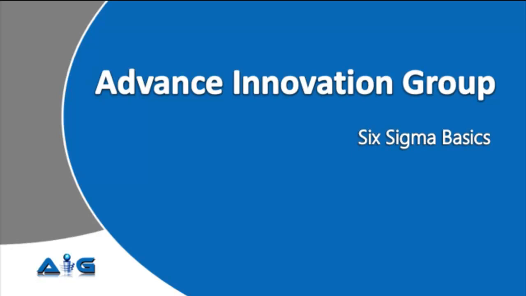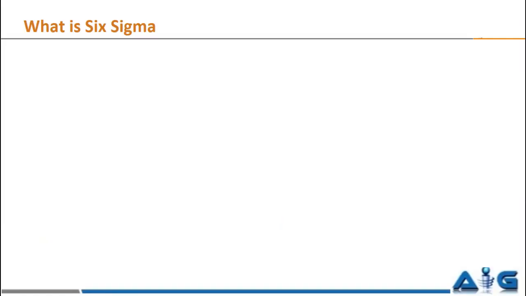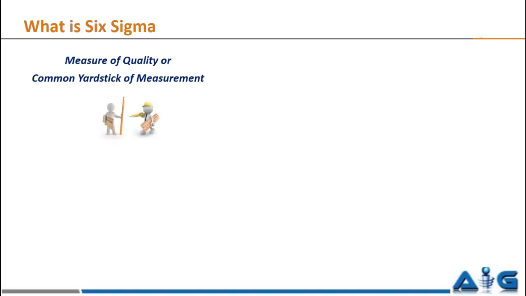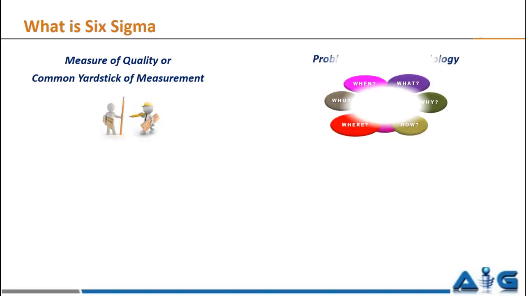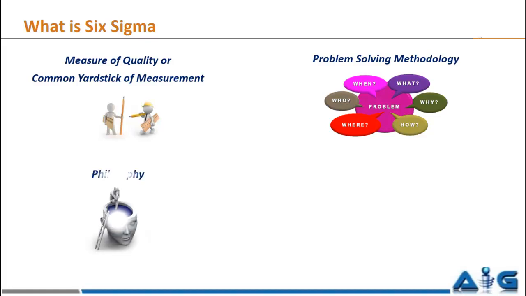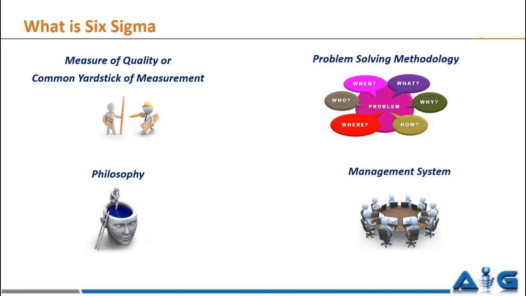Now let's understand some Six Sigma basics. What is Six Sigma? Many writers and scholars have manifested Six Sigma in multiple ways. Six Sigma could be understood as a measure of quality or a common yardstick of measurement. Six Sigma could be understood as a problem-solving methodology, as a philosophy, and as a management system.